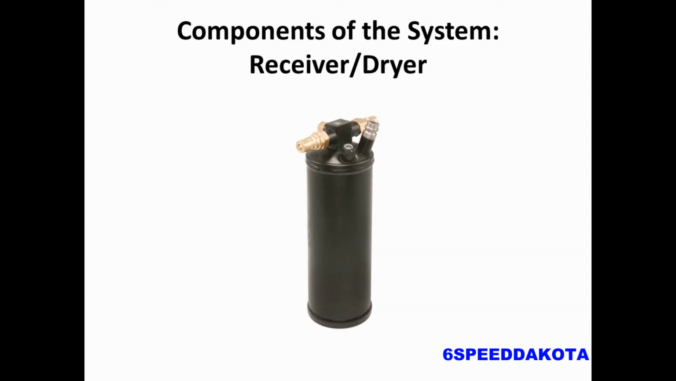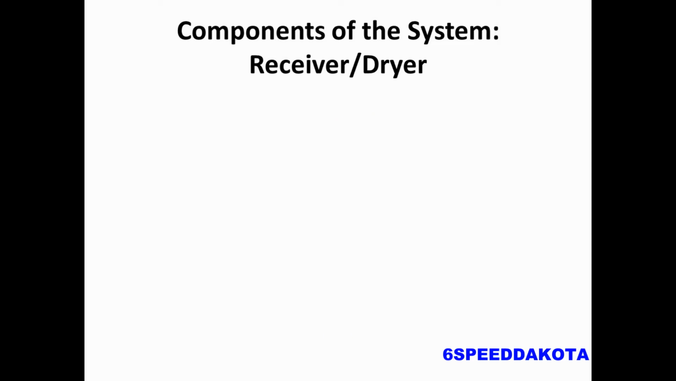So there's two other components. Well, I guess there's one other component to the system. It just depends on which you have. In this case, there's a receiver dryer, which is kind of important. The receiver dryer is used in a TXV system. And what it is, well, we'll get onto it. It serves a very, very important function.